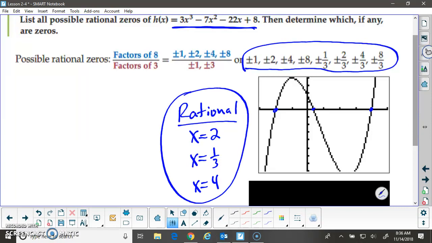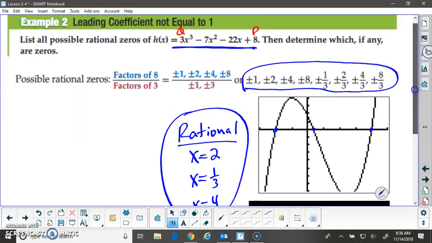So two things you have to do is come up with a list of possible rational zeros, and then find out if any of them are actual zeros. This is the rational root theorem.